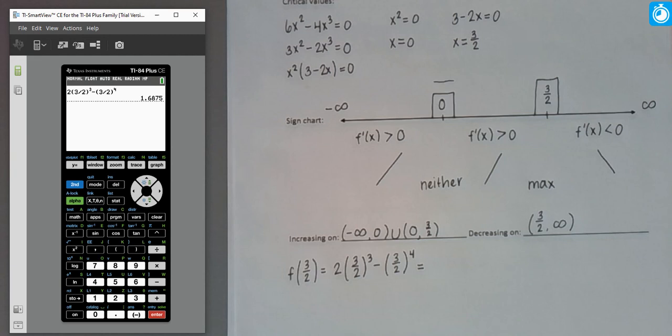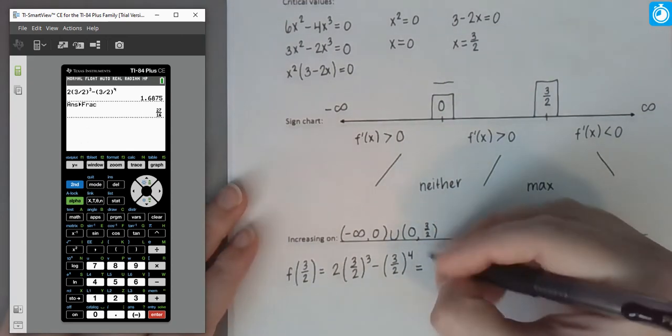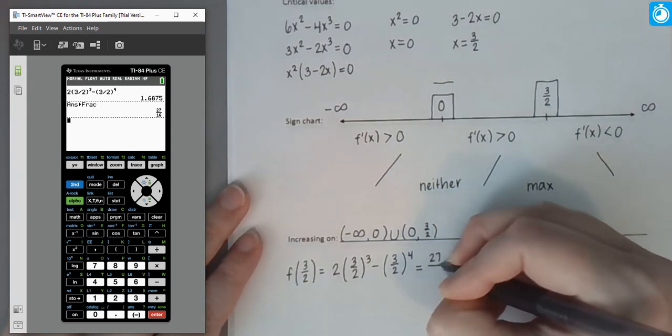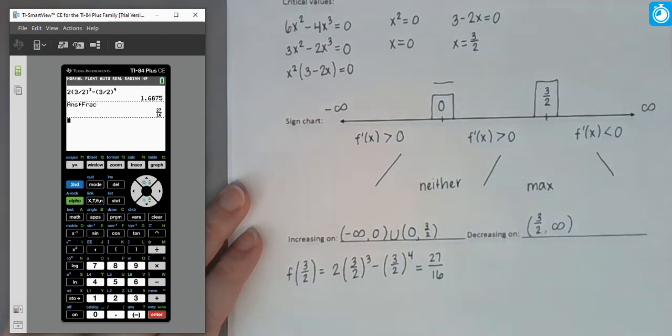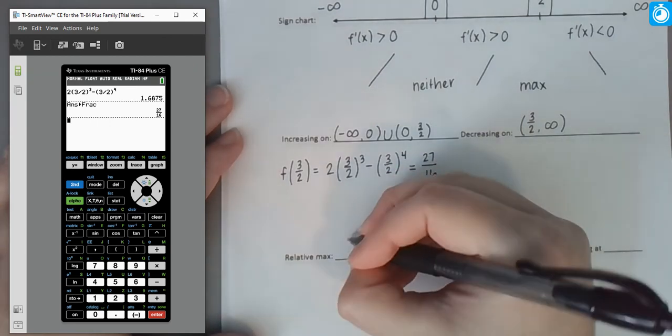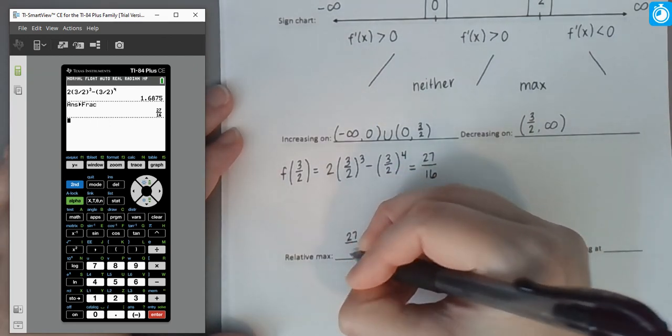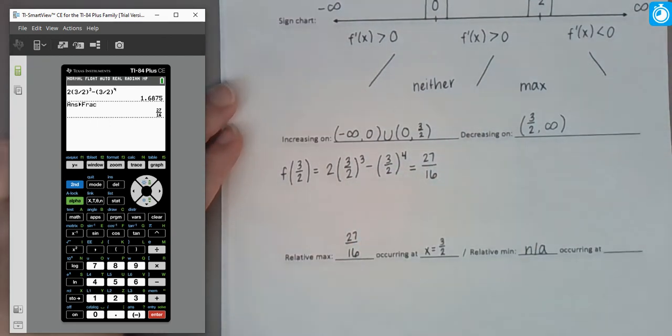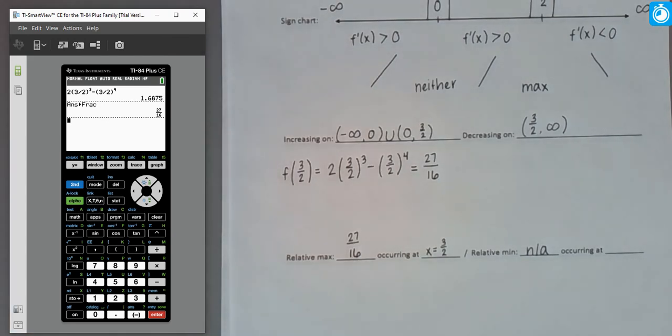Now again, remember, we don't want the decimal, we want the fractional version of that. So I'm going to go to the math menu, arrow frac, and convert it to a fraction, and that's going to be 27/16. So that is going to be the relative maximum value. In other words, that's the highest value our function hits in relation to the points around that. So that represents the location where we peak on our graph.